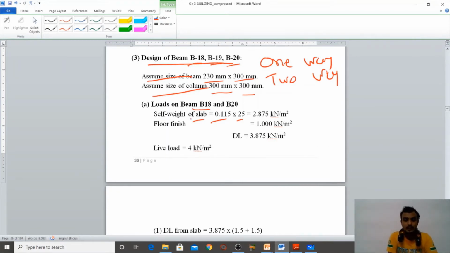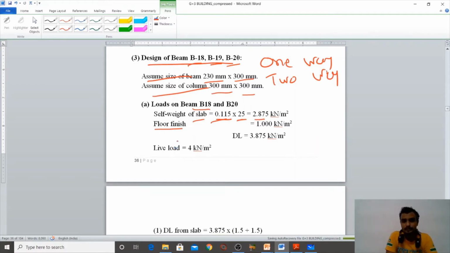Okay, here 0.115 is the thickness of the slab and 25 is the density of concrete. So the self weight of the slab is 2.875 kilonewton per meter square. This is the self weight of the slab.